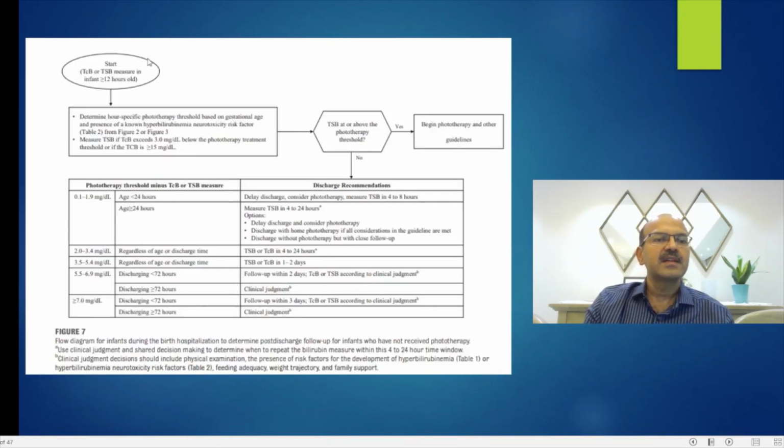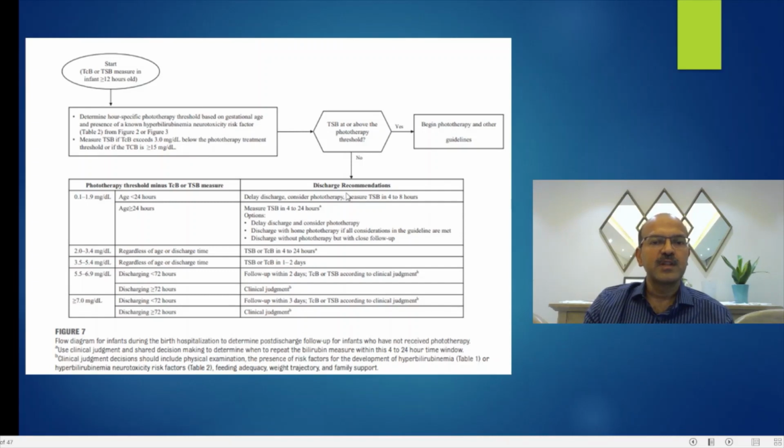So this is the chart which is very helpful. The starting point is more than 12 hours old with the TCB or TSB measured. Determine the hour-specific phototherapy threshold based on gestational age and the presence of a known neurotoxicity risk factor. Measure the TSB if the TCB exceeds 3 mg% below the phototherapy treatment threshold, or if it is more than or equal to 15. So all this is what we discussed earlier. If the bilirubin is at or above the phototherapy level, obviously you would begin phototherapy and follow the guideline.